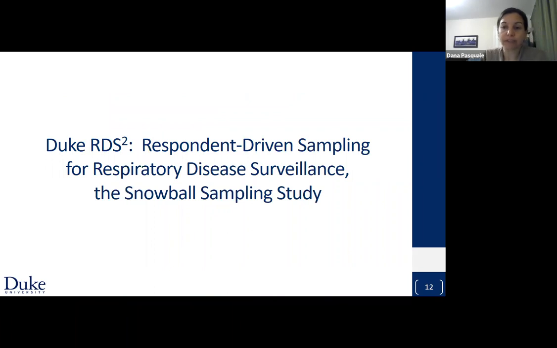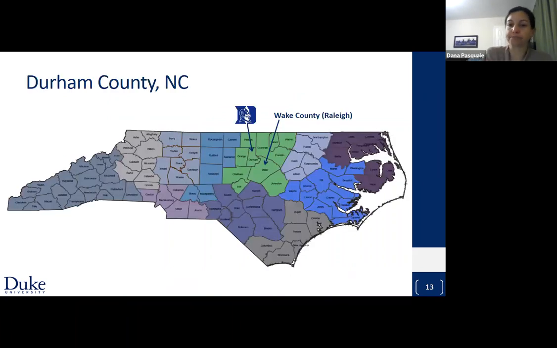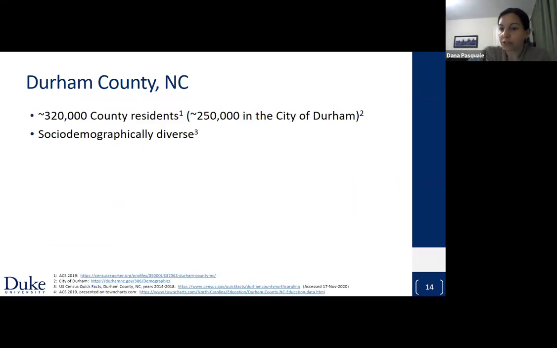So I'm now going to talk about these things using the COVID contact tracing study as an example. So Duke RDS squared is respondent-driven sampling for respiratory disease surveillance, though it actually uses a snowball sampling design to trace active SARS-CoV-2 infections in the county around Durham, around Duke University, that's Durham County. So here we are at Duke in Durham County. It's considered metropolitan and is part of Research Triangle Park, which is the tech hub in North Carolina. There are around 320,000 residents of Durham County. So in a country of around 320 million, it means that approximately every 1 in 1,000 US residents lives in Durham County. And it is an extraordinarily diverse county.